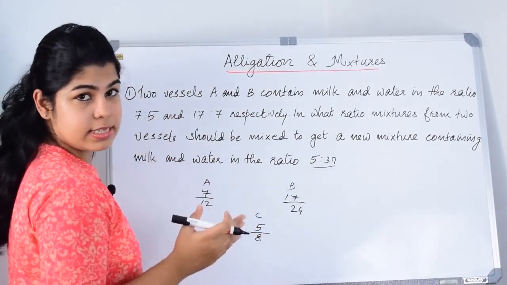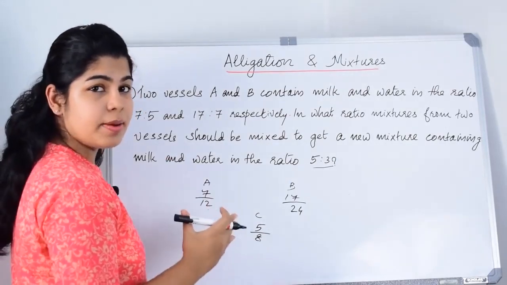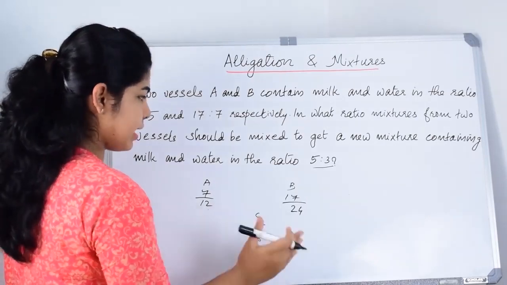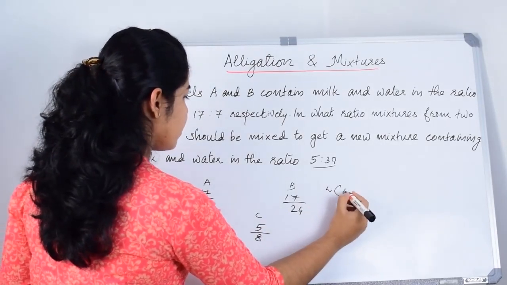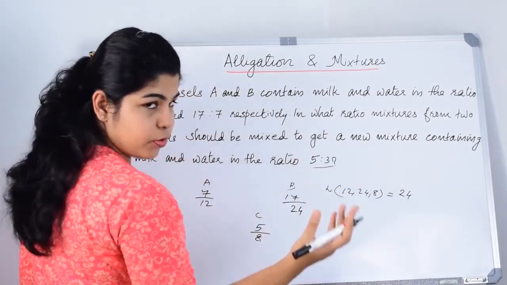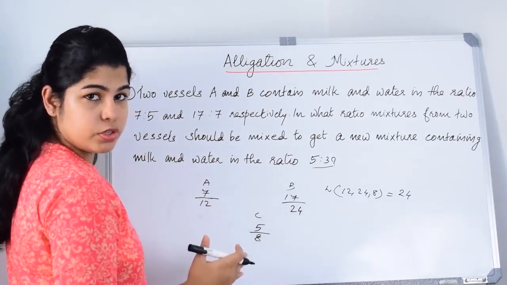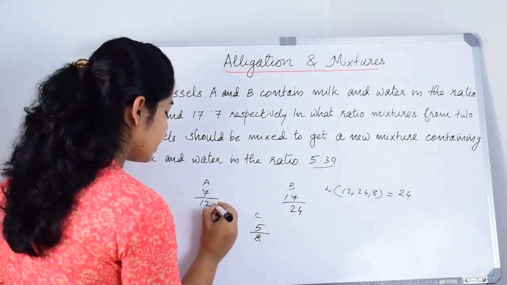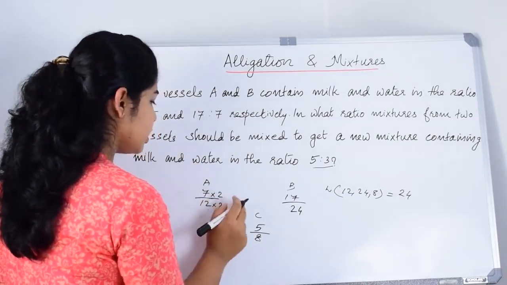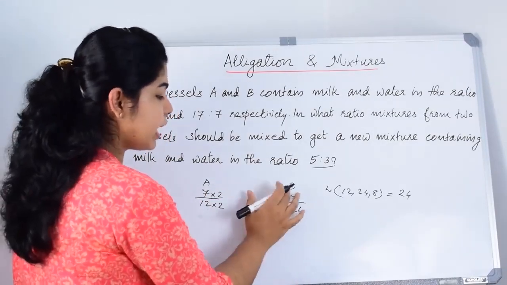To make the calculations easier, I am just going to convert all the denominators to the same number. For that, I am taking the LCM of the denominators. Here the denominators are 12, 24 and 8. So the LCM of 12, 24 and 8 is 24. To convert the denominator 12 to 24, what do I need to do? I need to multiply 12 by 2. So I am doing the same operation to the numerator as well. So 7 into 2 here. Then here the denominator is 24, so no need to do anything here.